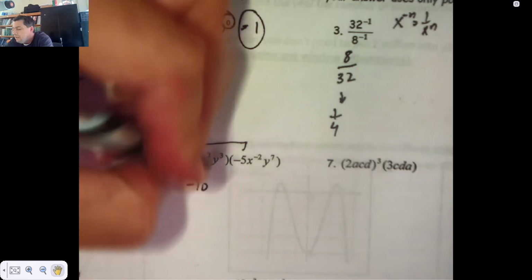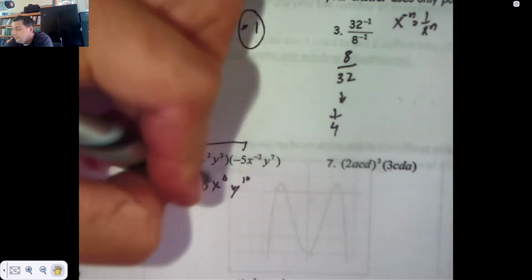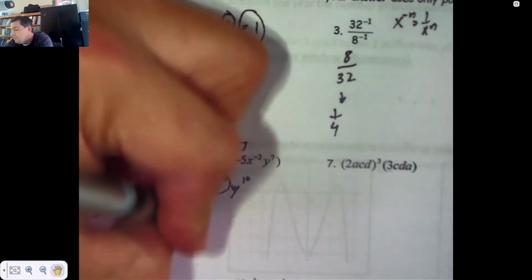Negative 10, x to the 0, y to the 10th. There's that something to the 0 power. So just negative 10 y to the 10th is final answer.